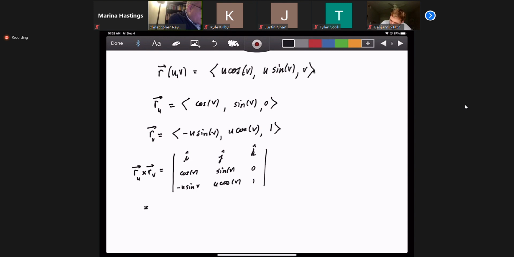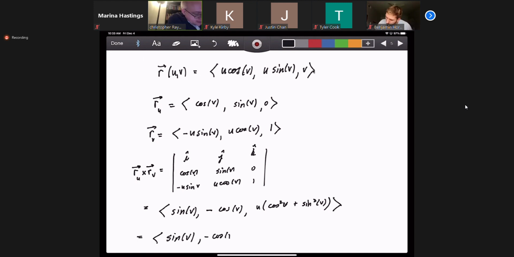Okay, so I hat is going to have a sine V. J hat comes in with a negative sign, and that's going to be cosine V minus 0, so minus cosine V. And K hat is going to come in as U times cosine squared V minus a negative U times sine squared V. So I wind up with a plus sine squared V. And notice cosine squared plus sine squared is 1, so I've got a U there. All right, so that's RU cross RV.